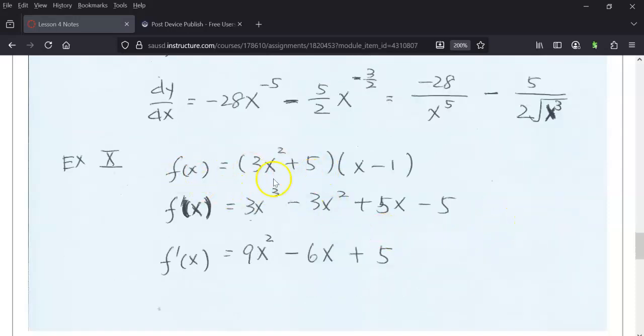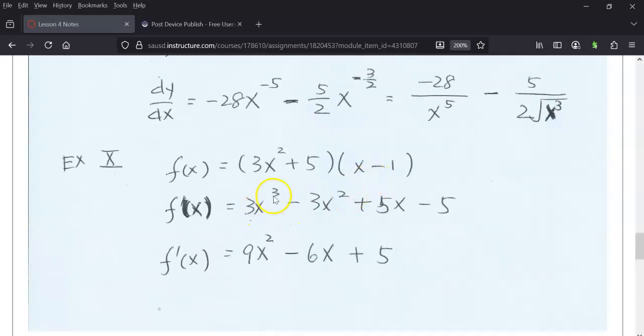Here's another function. If your function is given to you as parenthesis 3x squared plus 5 times parenthesis x minus 1, so you have two terms. For this section, since we only learned the power rule, this other rule we can do later on. Right now we only have the power rule, so what we're going to do is simply FOIL this out. Once you FOIL it out, you have a polynomial. So we're going to apply the power rule to this polynomial like we did with all the previous examples.